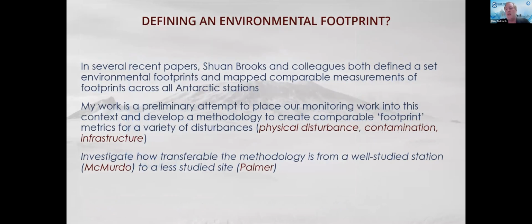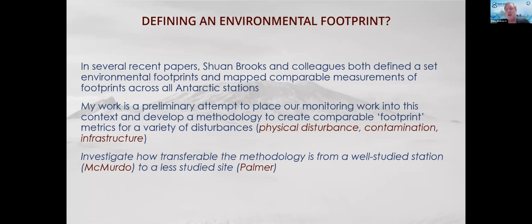So in recent years, there have been a number of publications by Sean Brooks and colleagues that both defined a set of environmental footprints, as well as mapped comparable measurements of some of these footprints across all Antarctic stations. So what I'm presenting here is some preliminary work that tries to place our extensive monitoring work into this theoretical context, as well as to try to develop a methodology that looks at trying to see if we can create comparable footprint metrics for a variety of disturbances that we've looked at over the years. And I'm going to look at today some physical disturbance of the surface, contamination, as well as infrastructure.